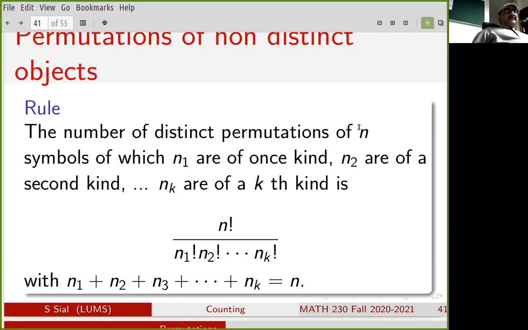So if I look at the number of permutations of one symbol after another, and if these were all distinct, there would be n factorial of those. But n1 of them are the same, so I've overcounted by a factor of n1 factorial. And n2 are the same, so I've overcounted by n2 factorial, and so on. So I divide out to take care of that overcounting. So I have n factorial over n1 factorial, n2 factorial, up to nk factorial.